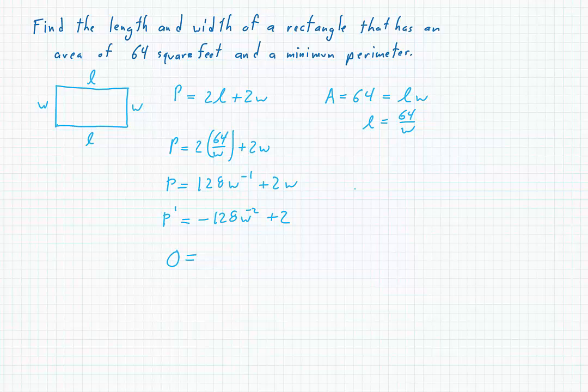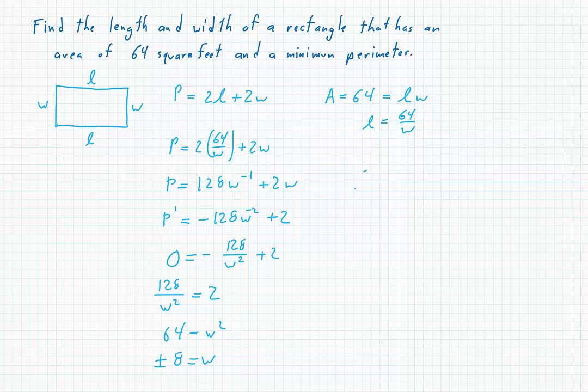So 0 is equal to, rewriting, negative 128 over W squared plus 2. That says that 128 over W squared is equal to 2. And if we rearrange things here a little bit, we should end up finding that 64 is equal to W squared. We take square roots on both sides. W is equal to plus or minus 8. But the negative doesn't make any sense. These are lengths and widths. We expect them to be positive values, at worst 0. So we'll only consider the positive 8.